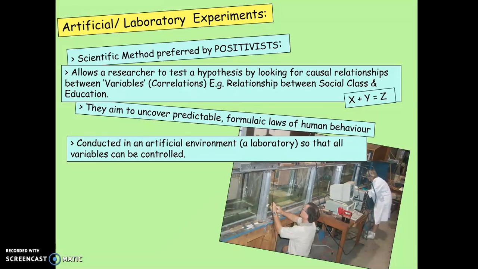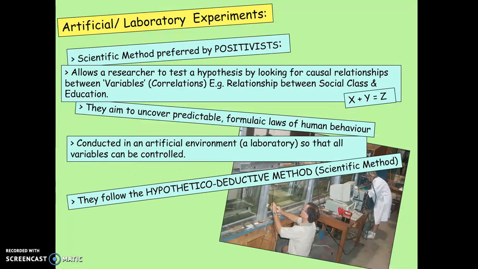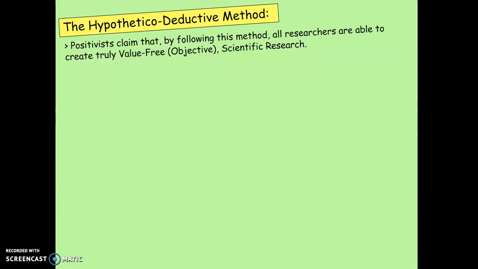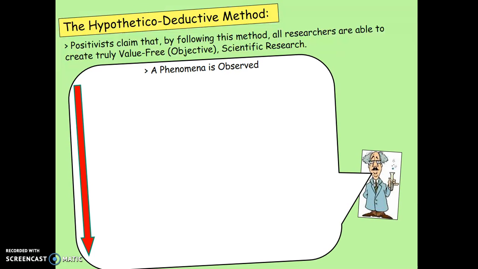Conducted in an artificial environment, a laboratory, so that all variables can be controlled. They follow a hypothetico-deductive method, the scientific method. The hypothetico-deductive method. Positivists claim that by following this method, all researchers are able to create truly value-free, objective scientific research. A phenomenon is observed.